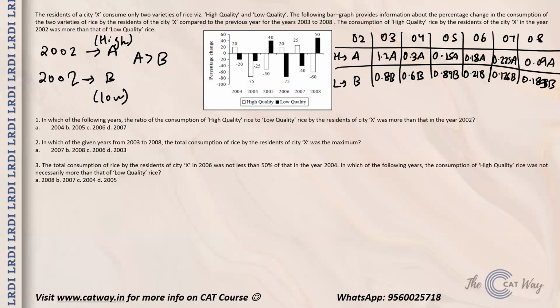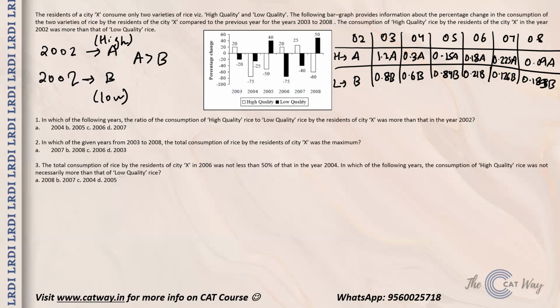So first is that in which of the following years the ratio of consumption of high quality to low quality rice by residents of X was more than that in 2002? Among the following years, if you calculate, you see that in 2004 the consumption is 0.3 by 0.6, that is A by 2B, whereas in 2002 it is A by B. So when it becomes A by 2B, the denominator is getting bigger, so the value will get smaller, right? So 2004 is less than 2002.